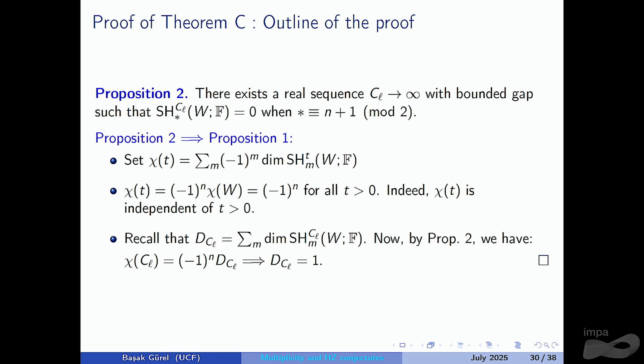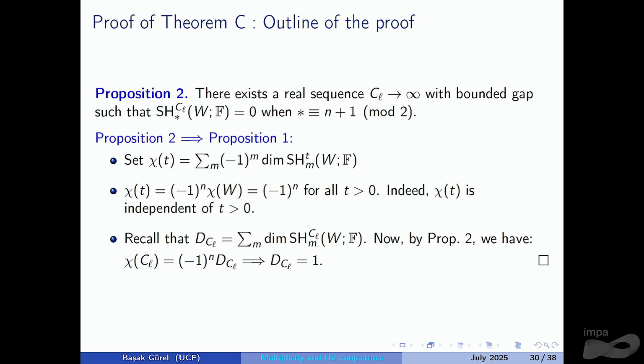So how do we go about proposition 1? To prove proposition 1, we have another proposition. It says the following. Indeed, I can have a bounded real sequence such that the dimension of symplectic homology, this dimension of this filtered homology for all these filtrations c_L, is actually 0 for all degrees which have the same parity as n+1.